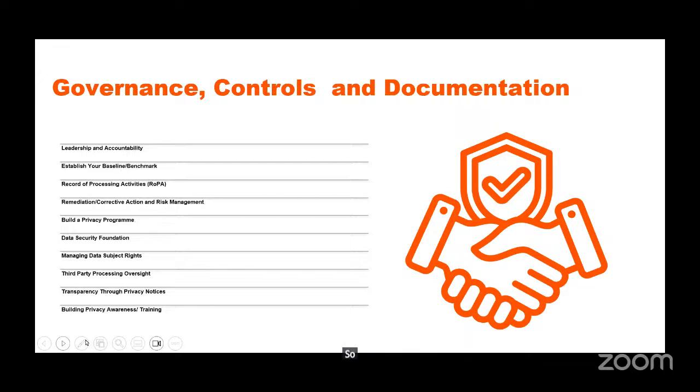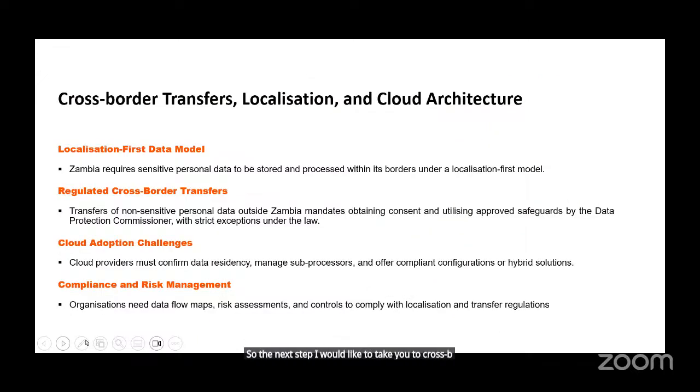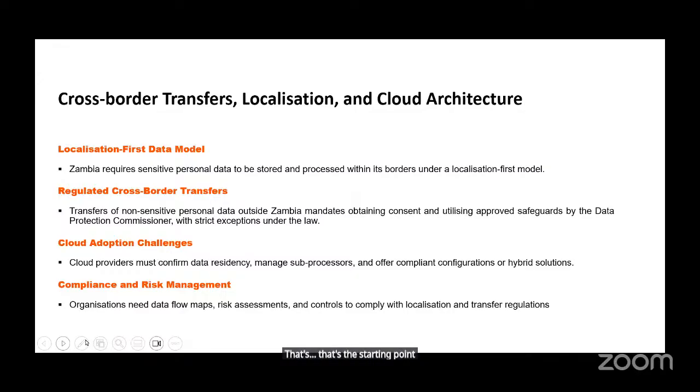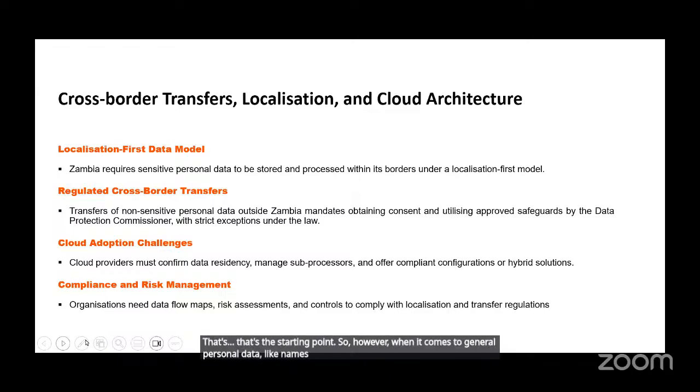The next step, I would like to take you to cross-border transfers. I had mentioned sensitive personal data. For sensitive personal data, as I said, it has to be stored and processed within Zambia. That's the starting point. However, when it comes to general personal data like names, and I had given the example of payroll processing outside Zambia, where people are part of a group, what happens in that case? For personal data which is not sensitive, it is possible to transfer it outside, but you need to obtain consent.